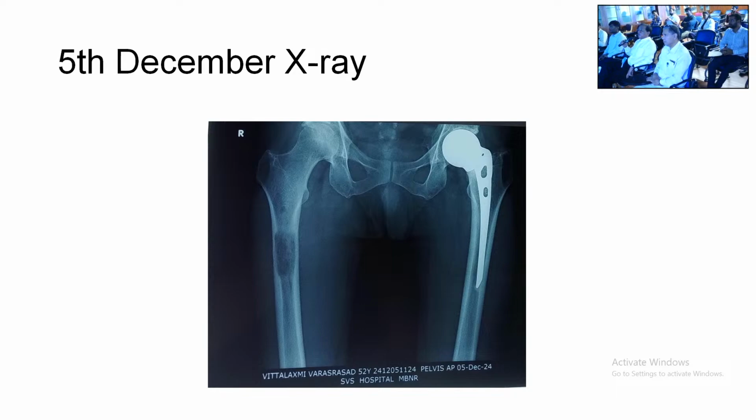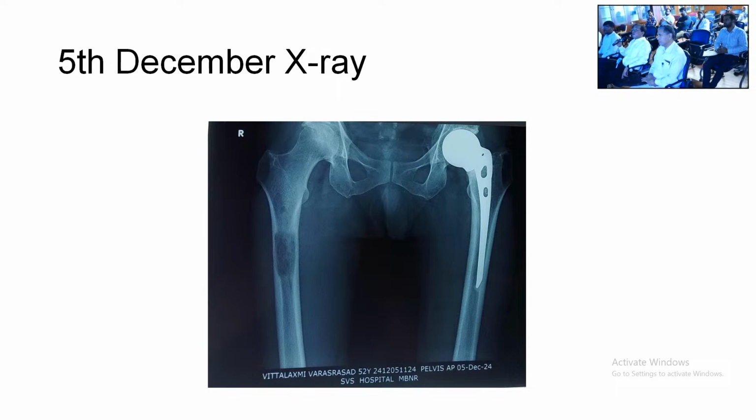What is a primary bone tumor that can happen like this? It spreads with the blood. Lesions in the skull. Primary bone tumor: multiple myeloma.